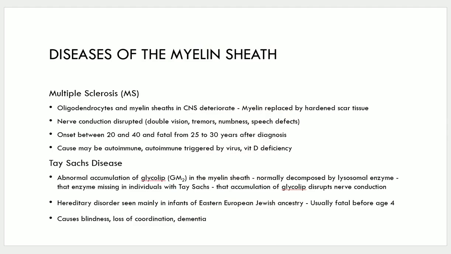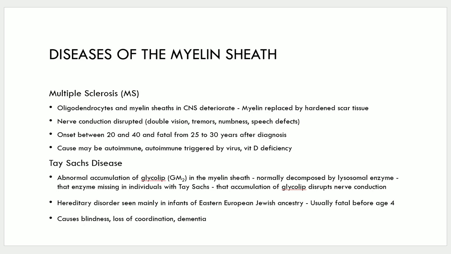This is just a short, informative section into some of the diseases of the myelin sheath, and we'll talk about this a lot later as well in an upcoming chapter. But multiple sclerosis, or MS, is what happens when the myelin sheath starts to deteriorate, and it's going to disrupt nerve conduction. Onset is going to be between 20 and 40 years of age. It can be fatal from 25 to 30 years after diagnosis.